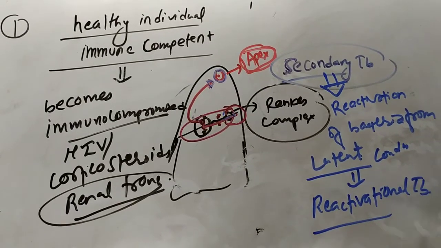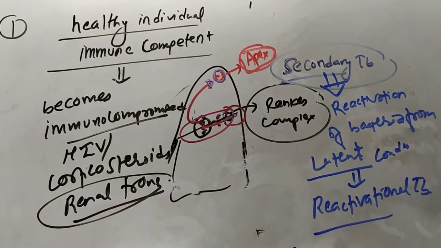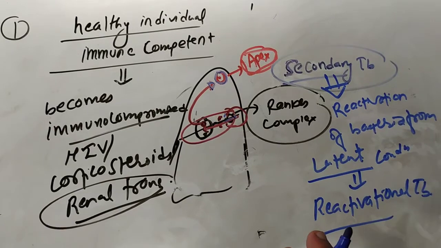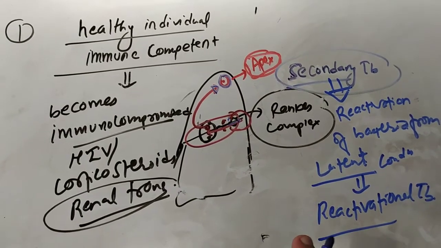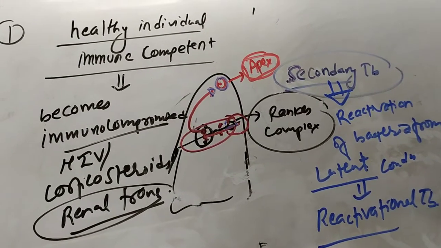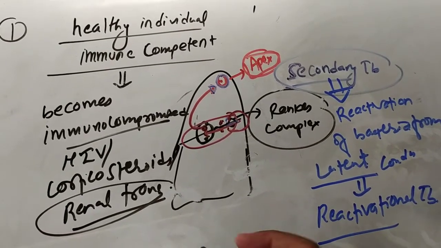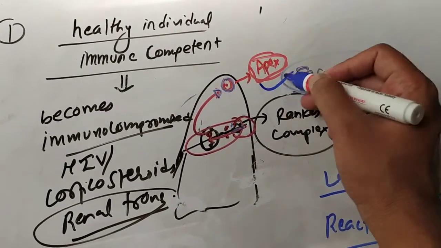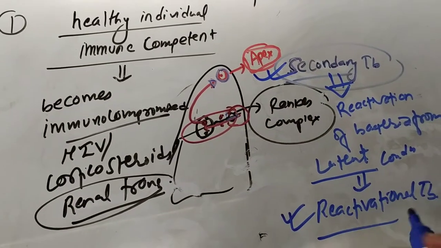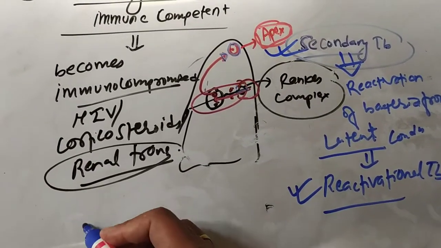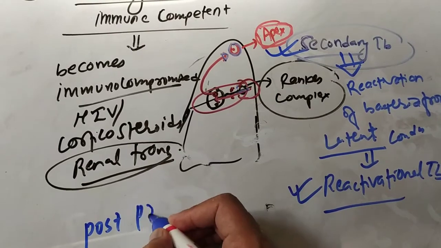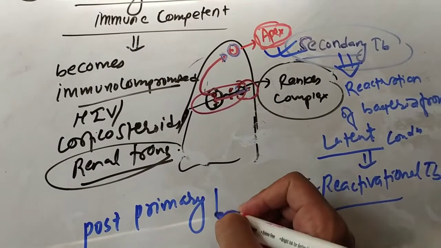So the names are secondary TB, reactivational TB. These are the different names of this TB. Usually when an adult person develops tuberculosis, it is secondary TB, or reactivational TB, or we can say it is a post-primary TB, post-primary pulmonary TB.